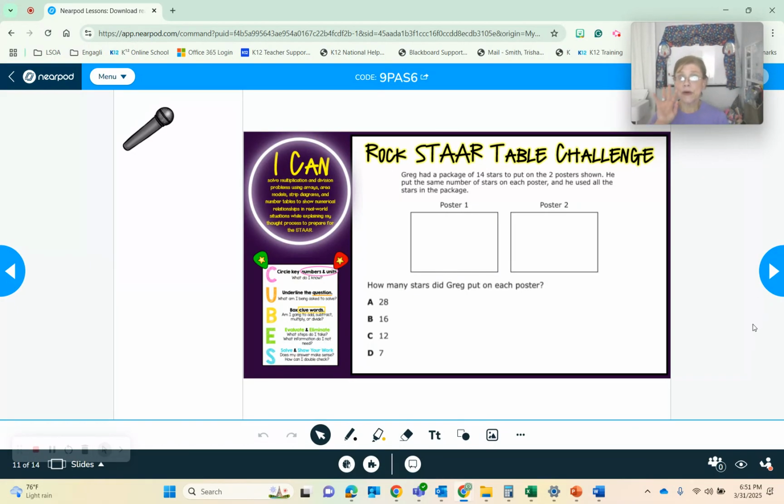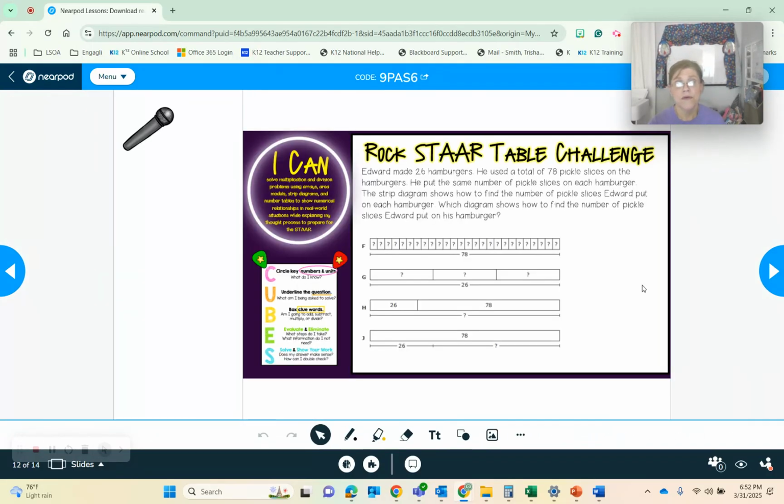So what you're going to do, you're going to read each of these problems, solve the problems, and then once again, we will review this as a whole group tomorrow. So Greg had a package of 14 stars to put on 2 posters shown. He put the same number of stars on each poster, and he used all the stars in the package. So you can model it out if you want to, but you still need to identify the correct answer. When you do, you can drop your mic on the page.